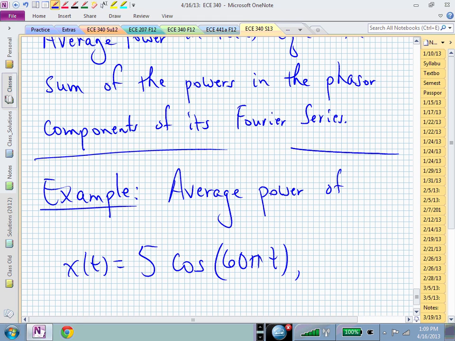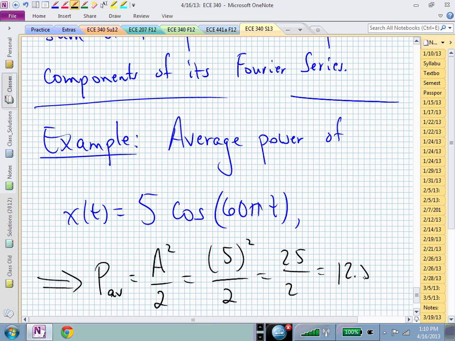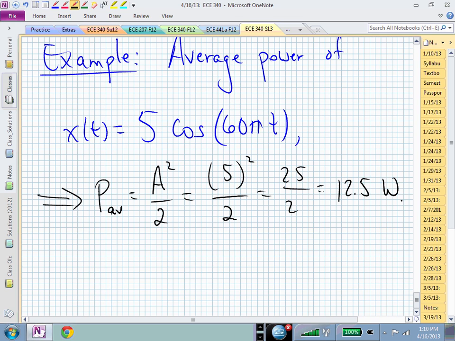Now, this example I said we were going to crawl because hopefully you know the answer in the back of the book. If I give you a sinusoid, you know what the average power is relative to that sinusoidal description. How do you find the average power? Or what's the shortcut formula that you should maybe know by this point in the semester? The amplitude squared over 2. In this case, that's 5 squared over 2 or 12.5 watts.